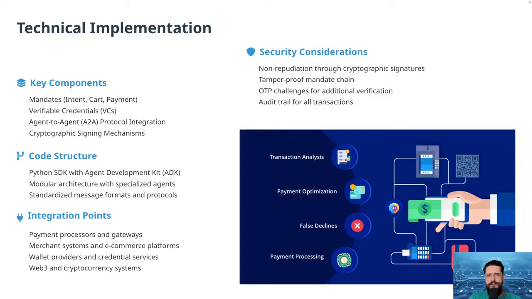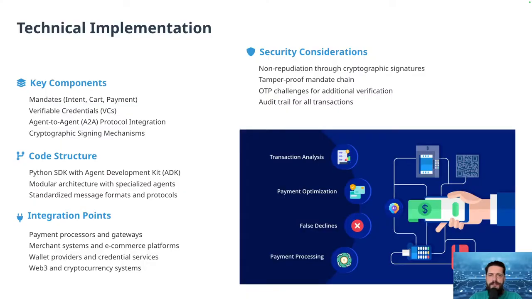Now let's look into the technical implementation. Let's get a deeper look into how AP2 was implemented. The protocol is built on a modular architecture with several key components working together. At the heart of the system are the mandates and verifiable credentials we discussed earlier. These are the cryptographic building blocks that ensure security and trust.